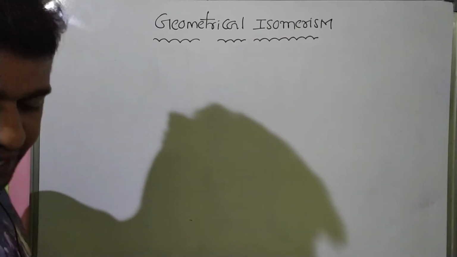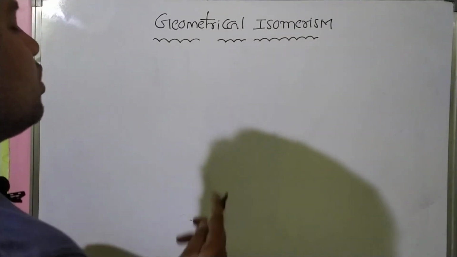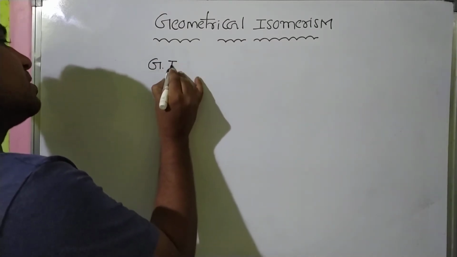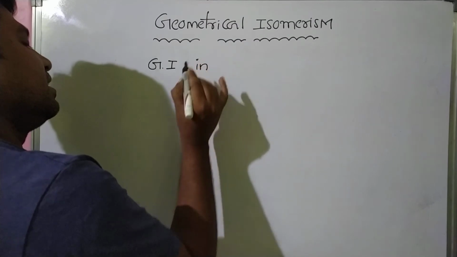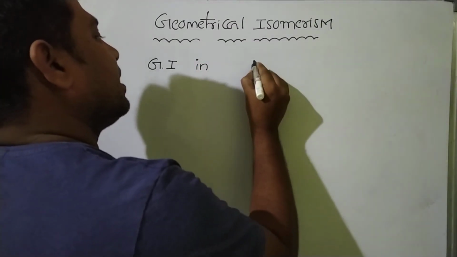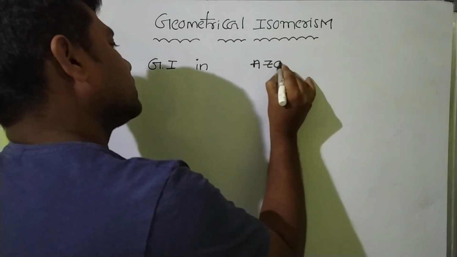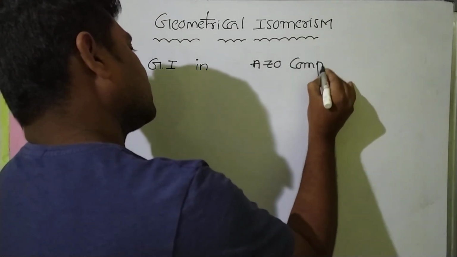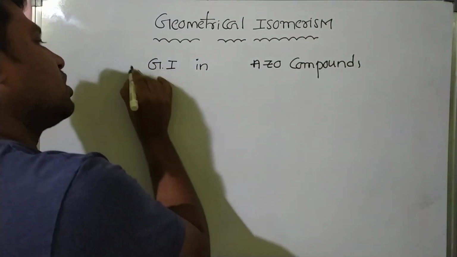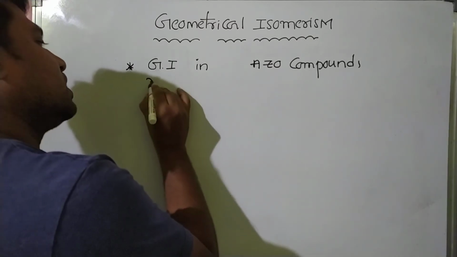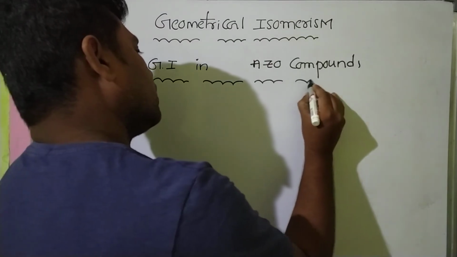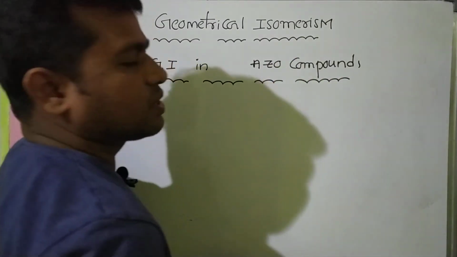Now the next topic is geometrical isomerism in azo compounds. What is called an azo compound? First of all, we will learn about the basic structure of azo compounds.